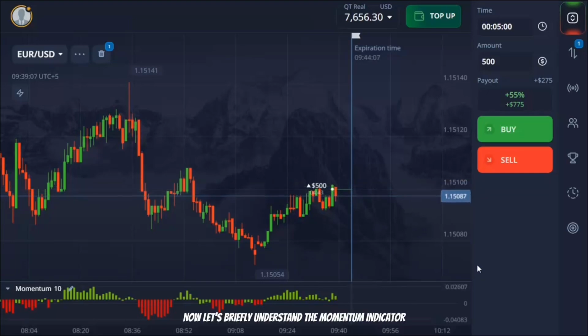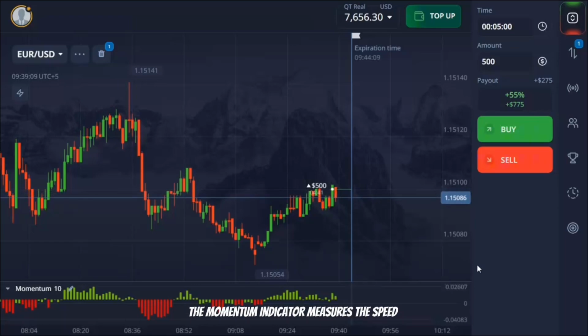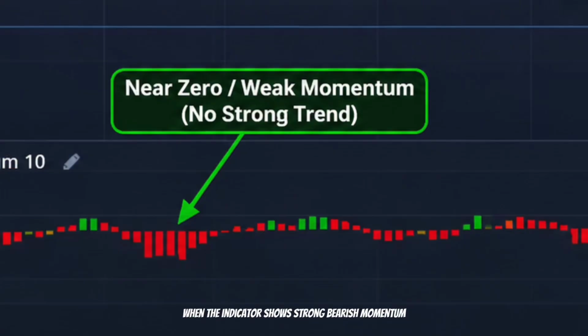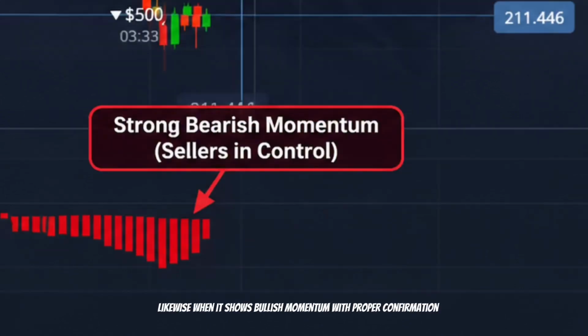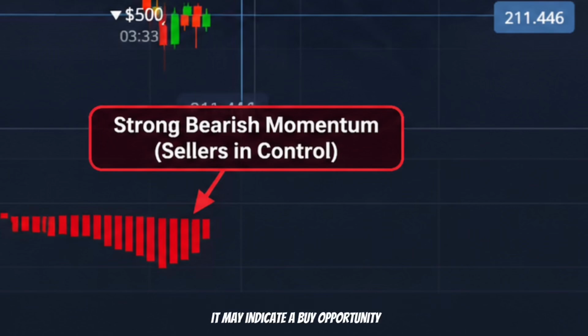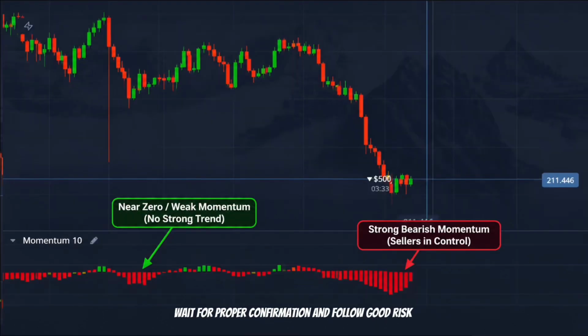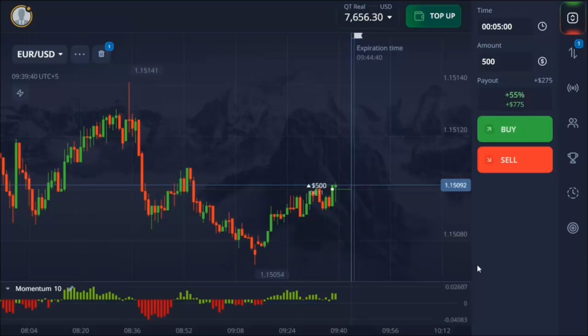Now let's briefly understand the momentum indicator. The momentum indicator measures the speed and strength of price movement. It helps traders identify whether buyers or sellers are in control of the market. When the indicator shows strong bearish momentum and the market confirms the same direction, it can signal a potential sell opportunity. Likewise, when it shows bullish momentum with proper confirmation, it may indicate a buy opportunity. Always remember, never rely on an indicator alone. Wait for proper confirmation and follow good risk management before entering any trade.